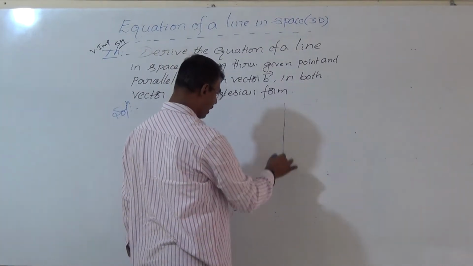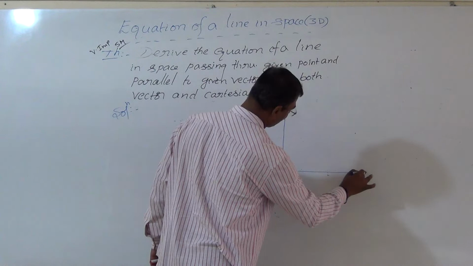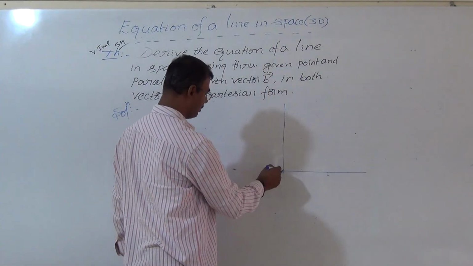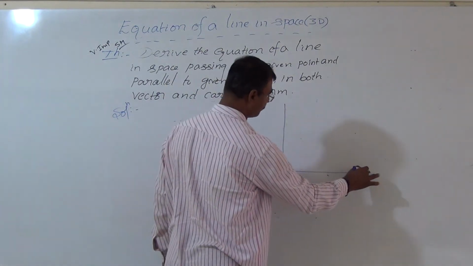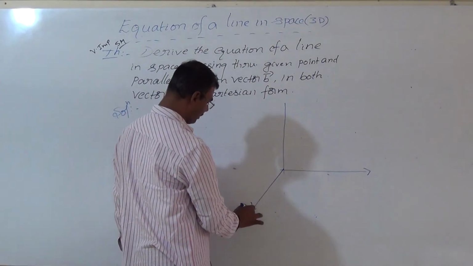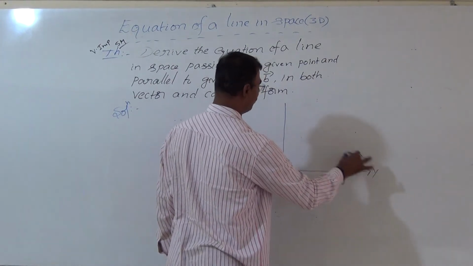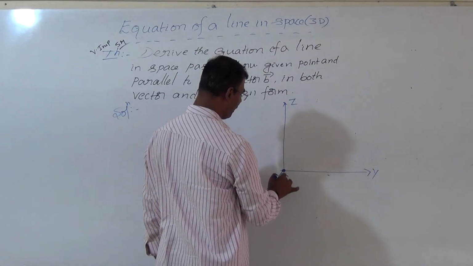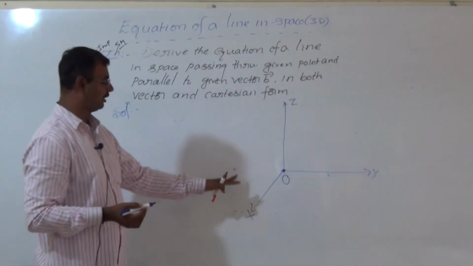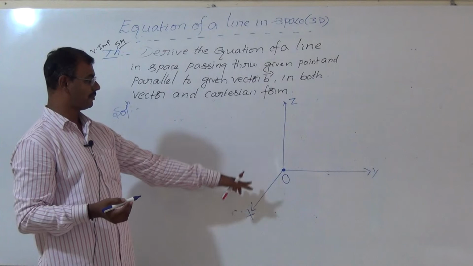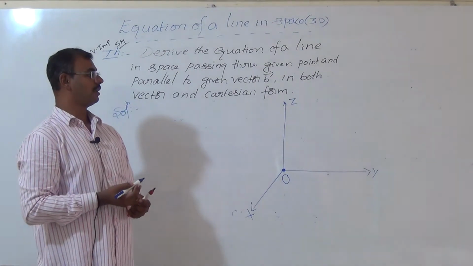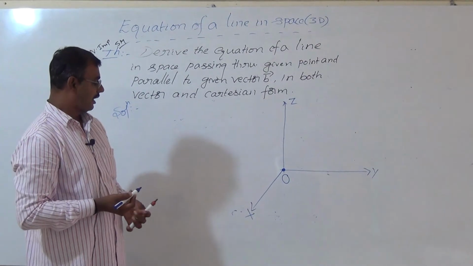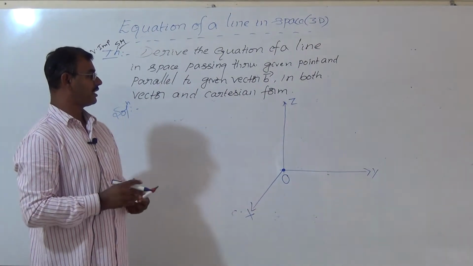I take a 3D coordinate system. So this is three-dimensional geometry. Give the names x-axis, y-axis, z-axis, with the common point O. If you are not understanding this, let's go to the first video. I explained all these points there: what are the coordinates of a point in space, the x-axis, y-axis, z-axis, everything is explained in the first video.